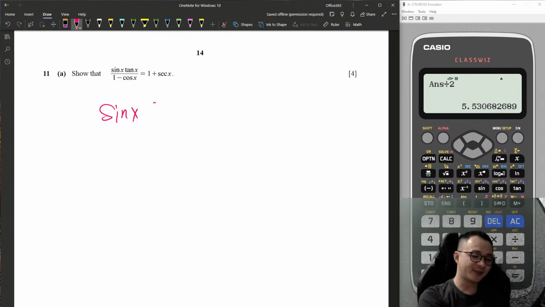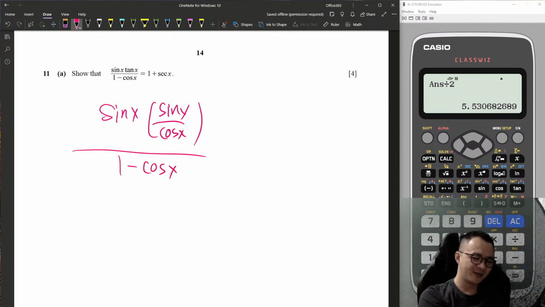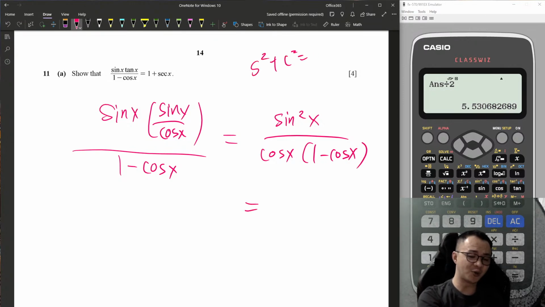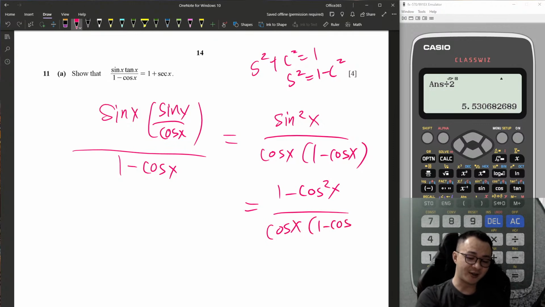This is sin x. Tangent is sin x over cos x, over 1 minus cos x. Simplify this one, should be sin squared x over cos x (1 minus cos x). Alright, sin squared x, we know sin squared plus cos squared equals 1, right? So sin squared is 1 minus cos squared. So 1 minus cos squared x over cos x (1 minus cos x).